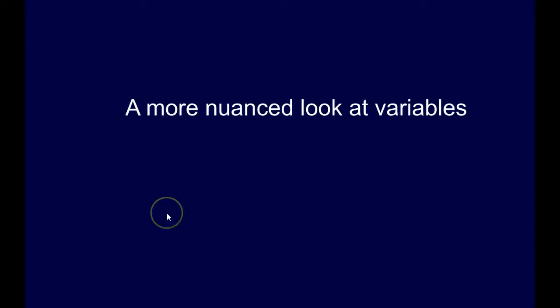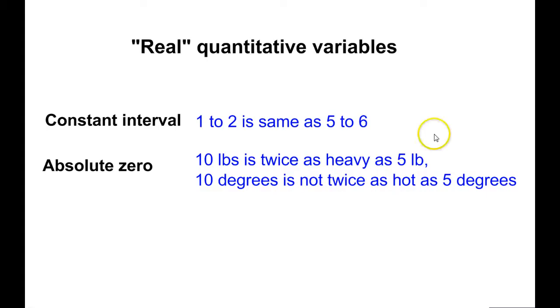In this video, we're going to take a more nuanced look at different types of variables so that it's not just categorical and quantitative. When we talk about quantitative, a lot of different things with numbers tend to get lumped in there, but there's a couple specific things that we should keep an eye on. One is that it has an absolute zero.